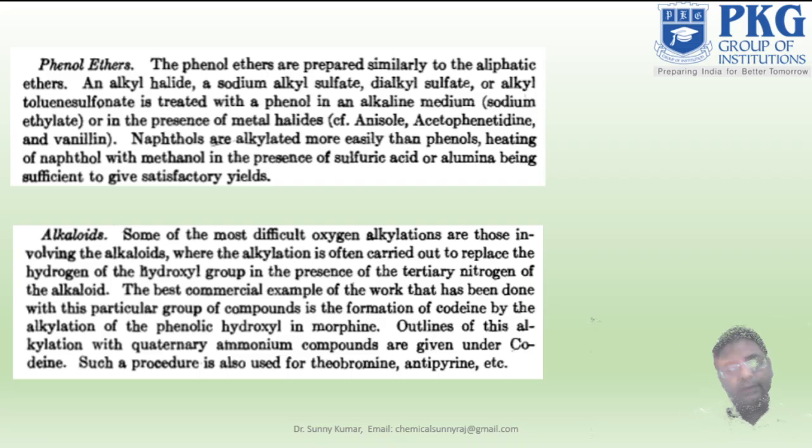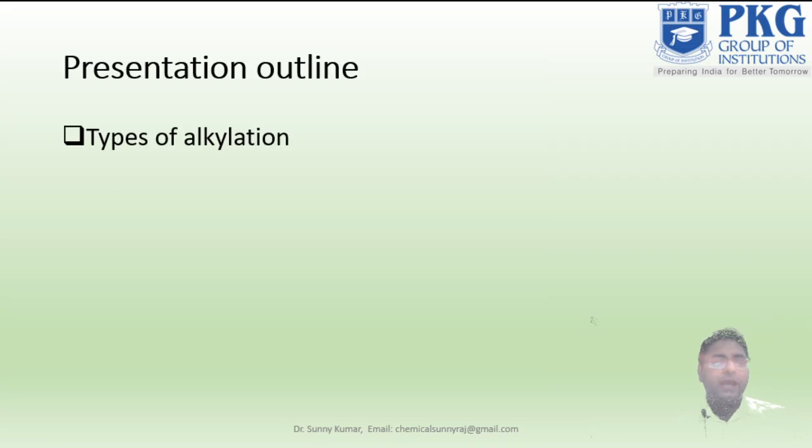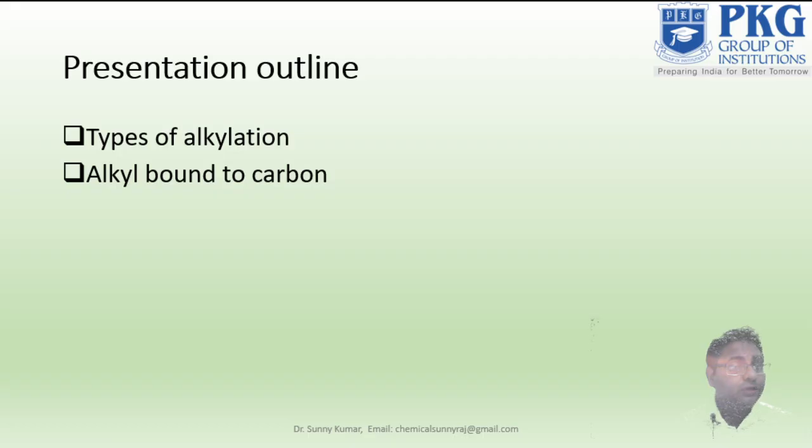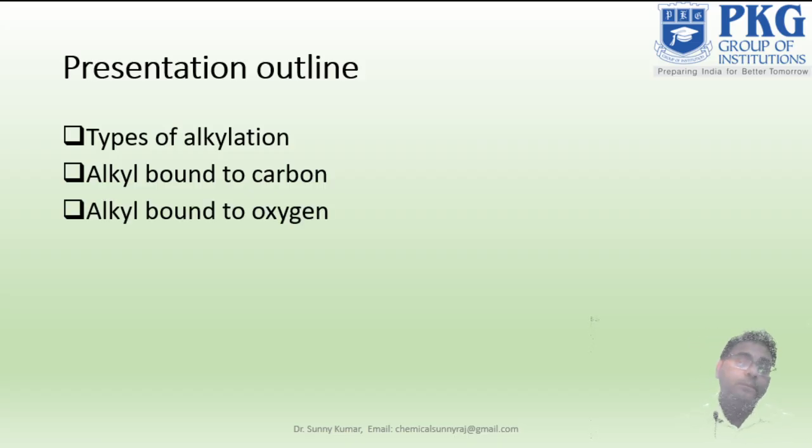So today in this presentation we have discussed the types of alkylations. There are six types of alkylations, of which we have discussed only two: alkyl bound to carbon and alkyl bound to oxygen, and what catalysts we are using, such as sulfuric acid. In the bonding with carbon, there is no intermediate step, we directly get the products, but in the case of oxygen we generally get intermediate steps also.